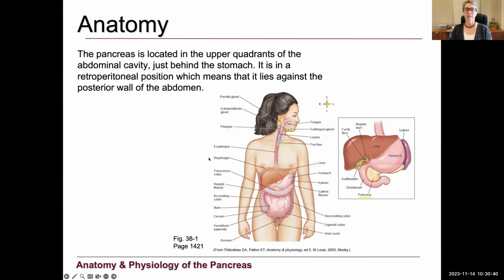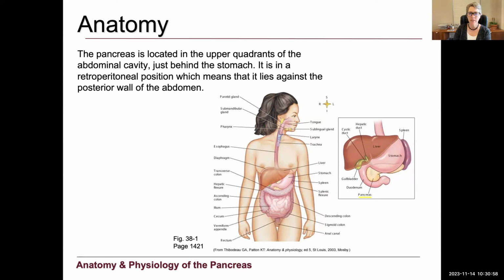All right, first off, where's the pancreas located? And this gives us a sense of where the liver is as well, too. So let's look at the liver first. It's tucked up under the rib cage on the right side of the abdomen, upper abdomen, and the diaphragm is tucked up right above it.